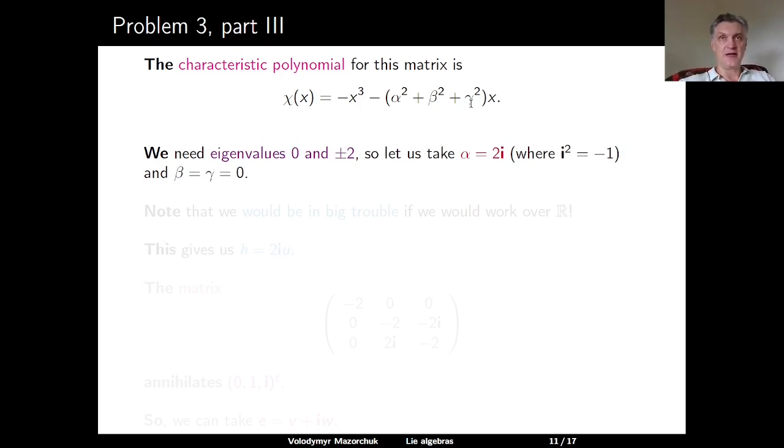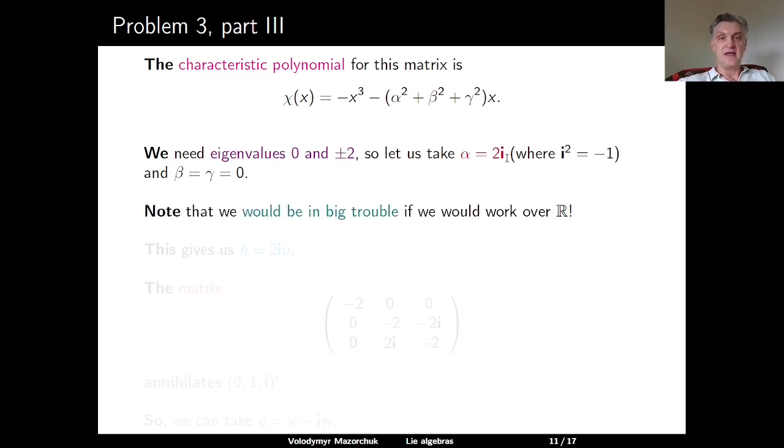So we are looking for an element like H in our algebra P. The element with eigenvalues 0, 2, and minus 2 should have the characteristic polynomial x times (x minus 2) times (x plus 2), up to a non-zero scalar. In order to get such eigenvalues, we can, for example, take beta and gamma to be 0, and we should take alpha to be 2 times the imaginary unit i.